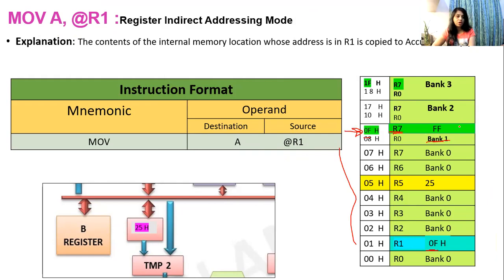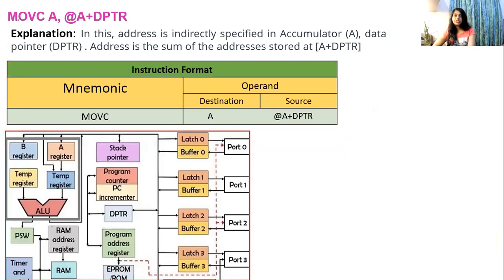Now here, what does it hold? It holds FF. So in that case, it will transfer this FF into the accumulator. Now the next instruction is the MOVC instruction. I have already explained all types of move instruction.